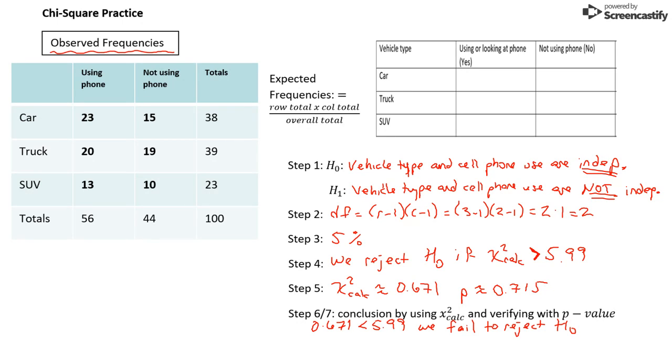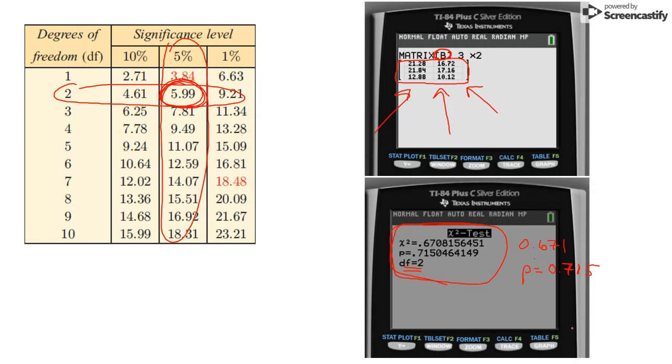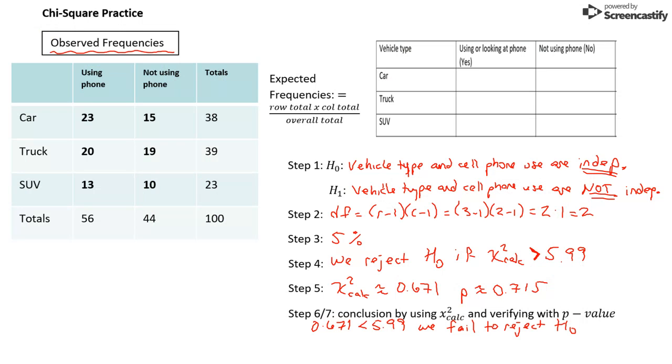The p-value, it's kind of flipped, right? We reject the null hypothesis if our calculation is greater than the critical value, or we reject if the p-value is less than the significance level. Well, in this case, the p-value is 0.715 from our screen there. 0.715 is greater than our significance level of 5%. So this verifies that we also fail to reject the null hypothesis.